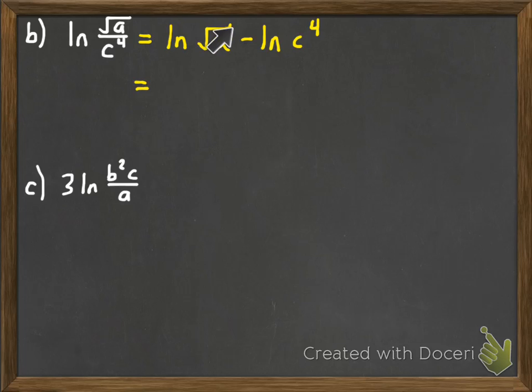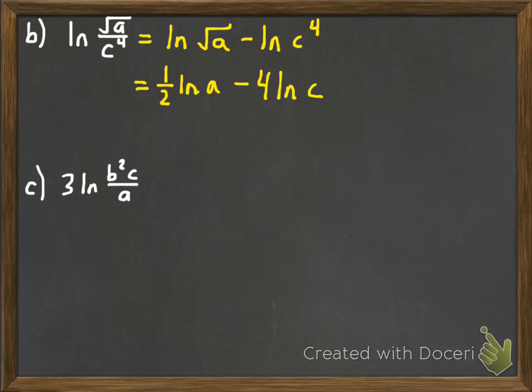But then I can also bring that exponent to the front, can't I? So I'm going to say that that's 1/2 times the natural log of a minus, and then I'm going to go ahead and bring this exponent to the front and make this 4 natural log of c.